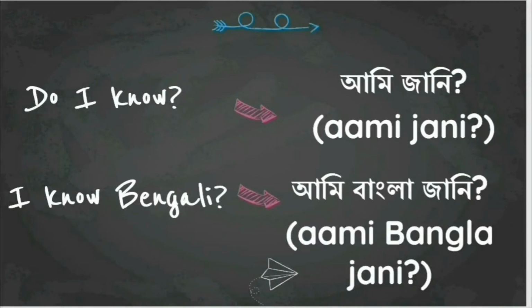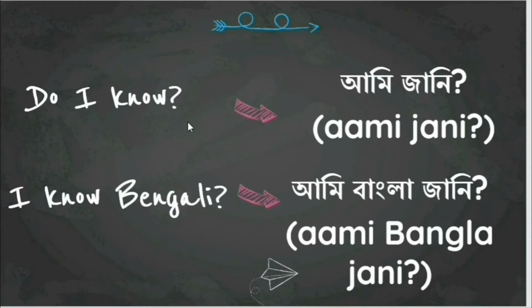So we know the statement. If I say Ami Jani, it would be I know. But if I want to say do I know, the funny and simple thing in Bangla is you can exactly use the same sentence that you used for the statement. So in the statement you said Ami Jani, that is I know. And for the question you will just say Ami Jani.